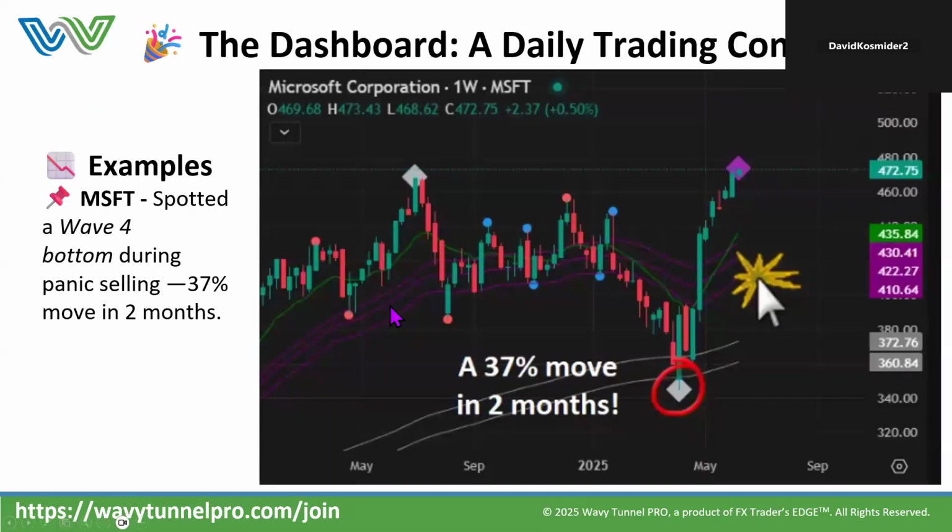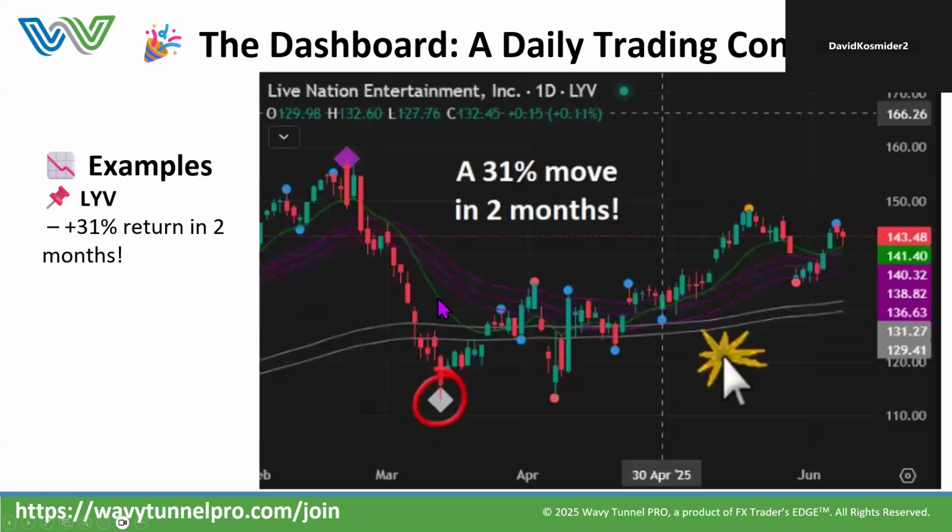So here's an example of Microsoft. This was the breakout 4 trade. You recognize it. 2 months later, up 37%. And now, of course, it's higher. It's up here. Here was another one that came up on the scanner, a 31% return in 2 months.